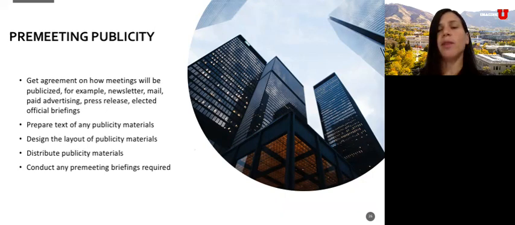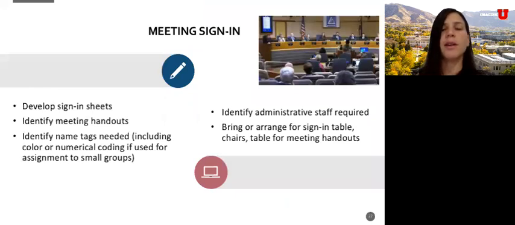Maybe you want to do paid advertisement, a press release, elected official briefings. Maybe you invite the media to do a press release, or doing the briefing, and this is how you tell people about something that is coming up in the future. Of course, you have to prepare the text and the materials for all that publicity, and the design and the layout, and you have to have a budget for all of these things, or staff time allocated to these things, and all this happens obviously before the meeting can even start.